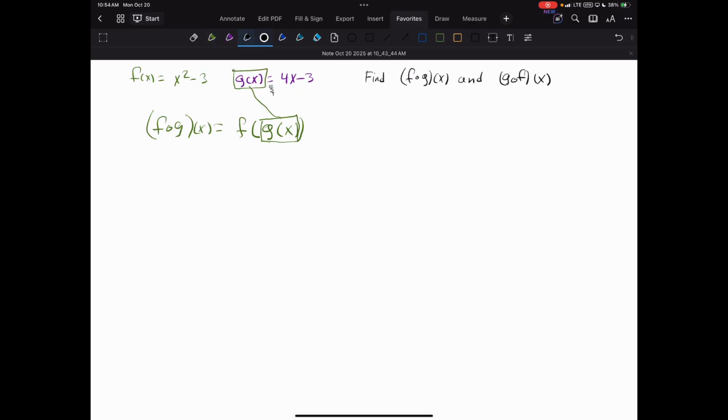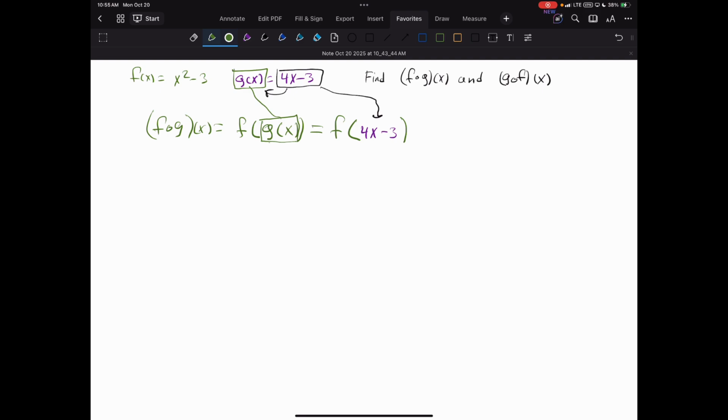But wait, that equal sign tells me that this is exactly the same as that. And so what I can do is rewrite this as f of, but instead of g of x, I'm going to put that in for my input. And so I'm going to have 4x minus 3 for the input of f of x, because what I'm saying is, if x is put into g of x, then 4x minus 3 is the output of g of x.